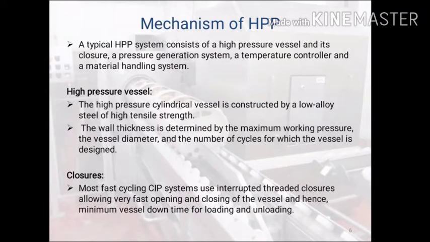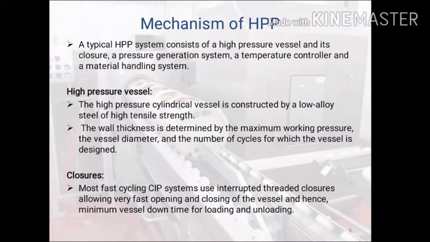Next is the mechanisms of high pressure processing and its components. A typical high pressure processing system consists of a high pressure vessel and its closures, a pressure generation system, a temperature controller, and a material handling system. The cylindrical vessel is constructed of low alloy steel of high tensile strength, and the wall thickness is determined by the maximum working pressure, the vessel diameter, and the number of cycles for which the vessel is designed.